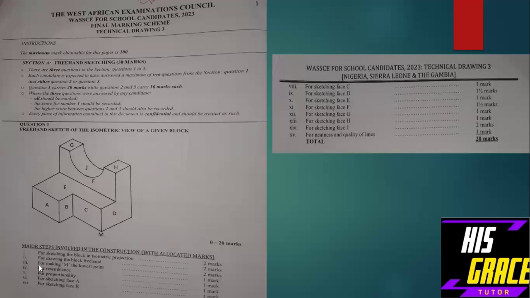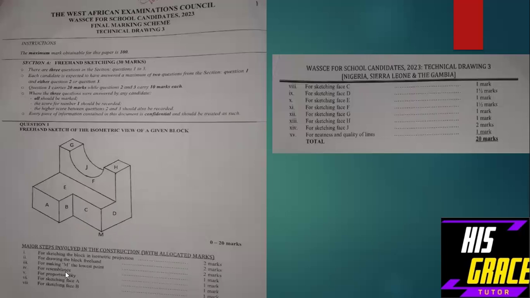Then Roman figure 3 says that for marking M the lowest point, you'll be awarded 2 marks. So when you start the freehand sketching, immediately you sketch that horizontal line upon which you have to project this line and also this line, make sure to indicate this point M. Or if it is X or A that is mentioned in the question, make sure you write it and show it. You can see the mark awarded for indicating this point alone is 2 marks. So it means it is very, very important.